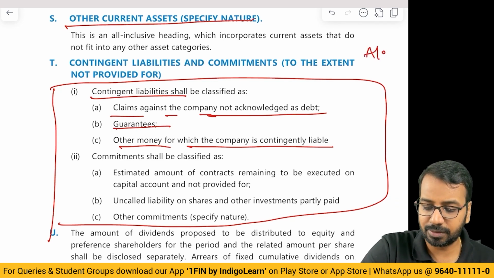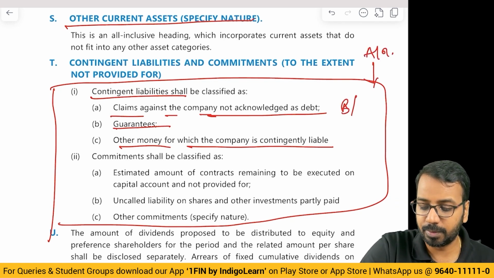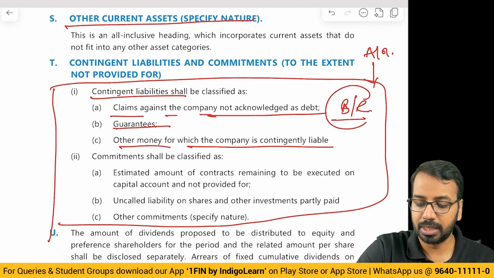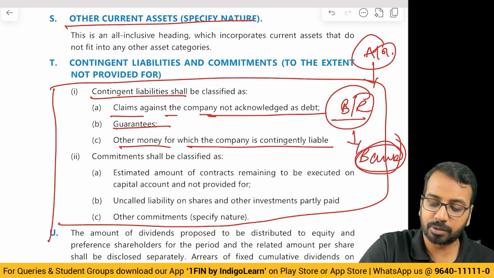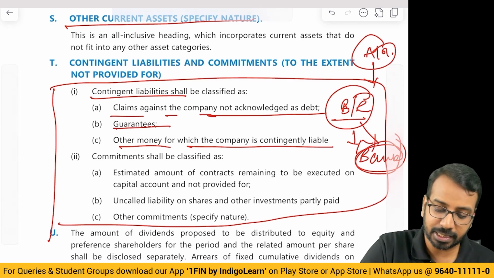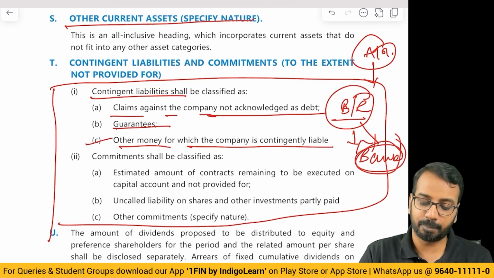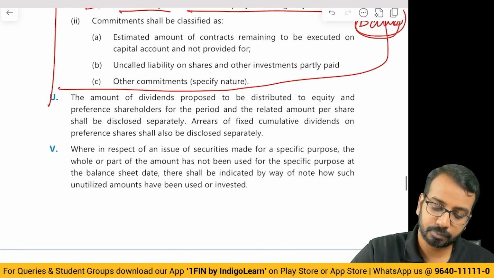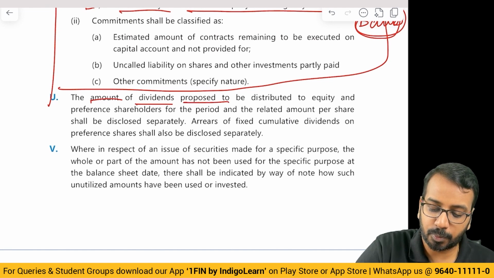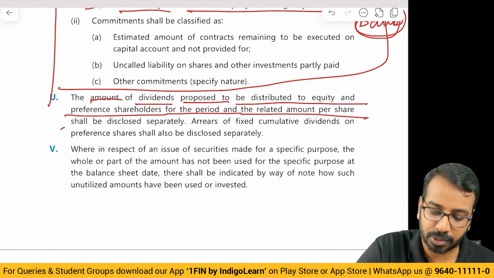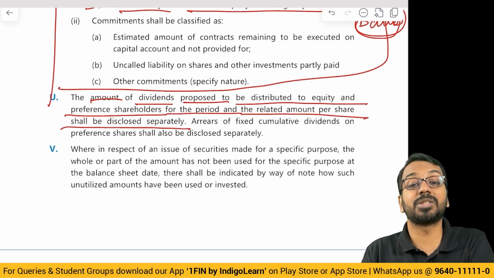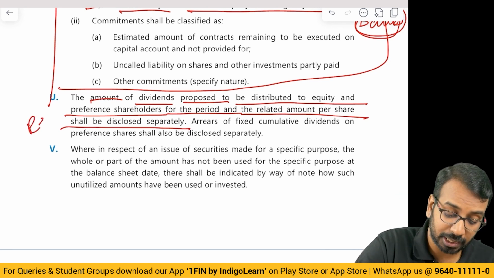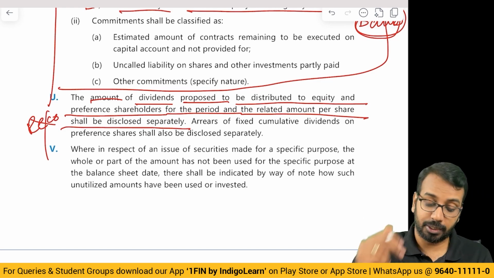There is an account receivable. The account receivable has given me bills receivable. So it's a bills receivable. This I have discounted with the bank. If the customer does not pay to the bank, I have to pay to the bank. In that case, it is a contingent liability. The amount of dividends proposed to be distributed to equity and preference shareholders for the period and the related amount per share shall be disclosed separately. Here basically it means dividends which have been proposed. We will not recognize, but we will disclose.